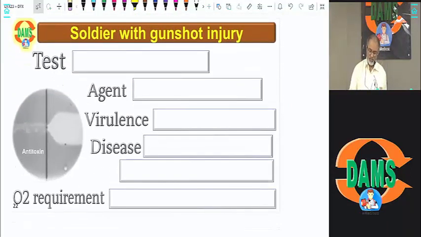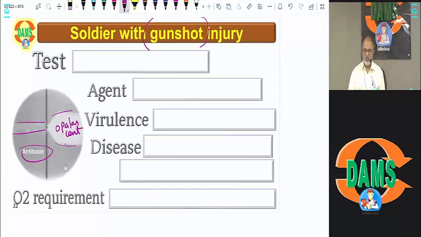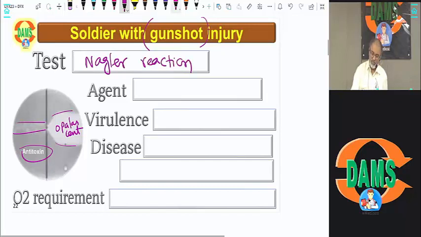Soldier with gunshot injury, deep-seated injury. What is the name of the test? This is called opalescent colonies. Where there is antitoxin, normal. Where there is no antitoxin, it produces opalescent colonies. What is the name of the test? It is called Nagler's reaction. Agent? Clostridium perfringens.